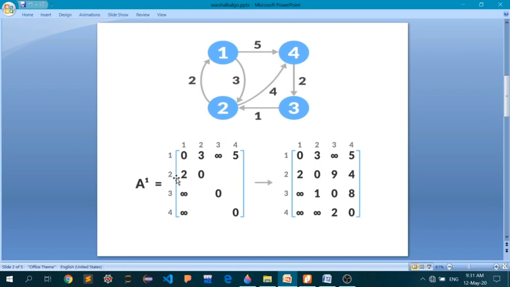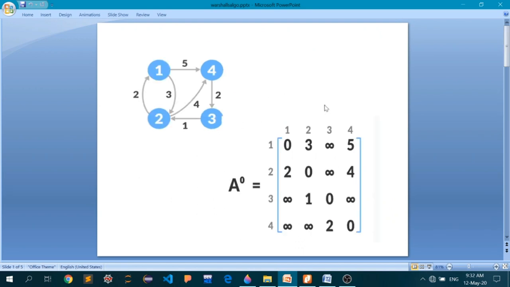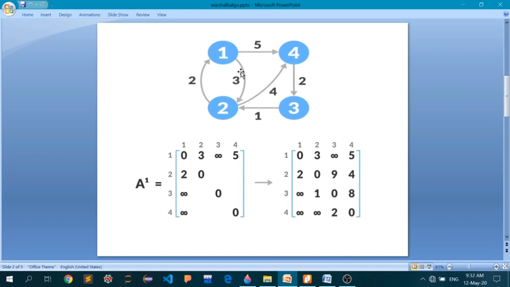So let's pick the first entry, getting from 2 to 3rd. Getting from 2 to 3rd, we have no valid edge, as you can see, because the edge goes from the 3rd vertex to the 2nd vertex, but not from the 2nd vertex to the 3rd vertex. So in the original graph, that is A naught, I must have put it as infinite. In this case, anything that is less than infinity will be replaced here. So for this infinity written in A naught, I can go through 1: from 2 to 1, then 1 to 4, and then 4 to 3rd. So 2 plus 5, 7, plus 2, 9. So 9 will be replaced here.